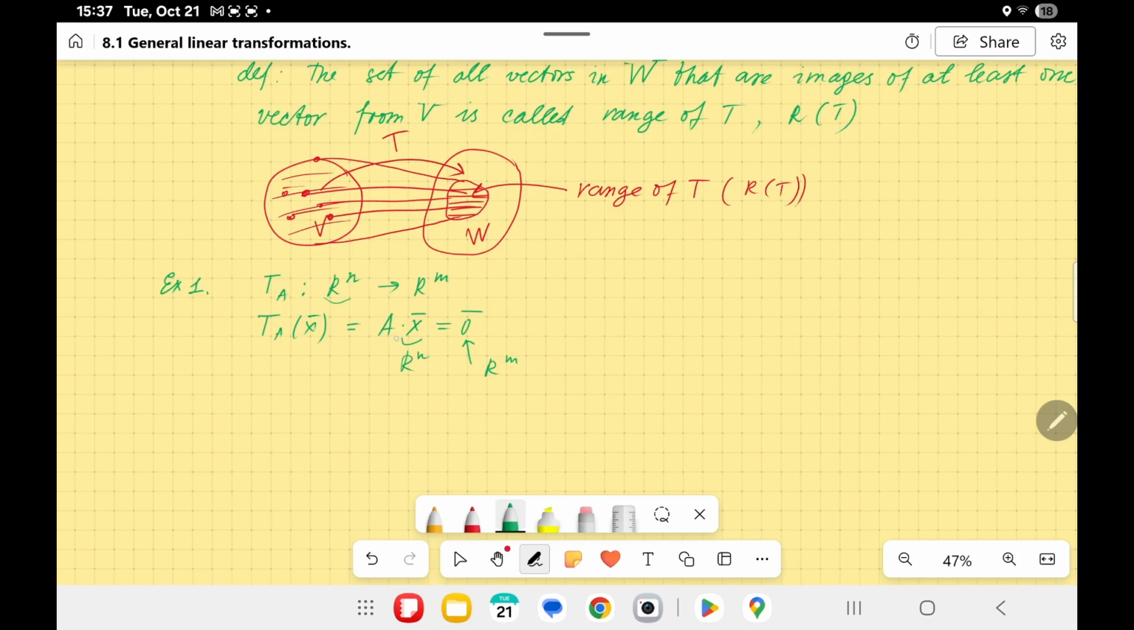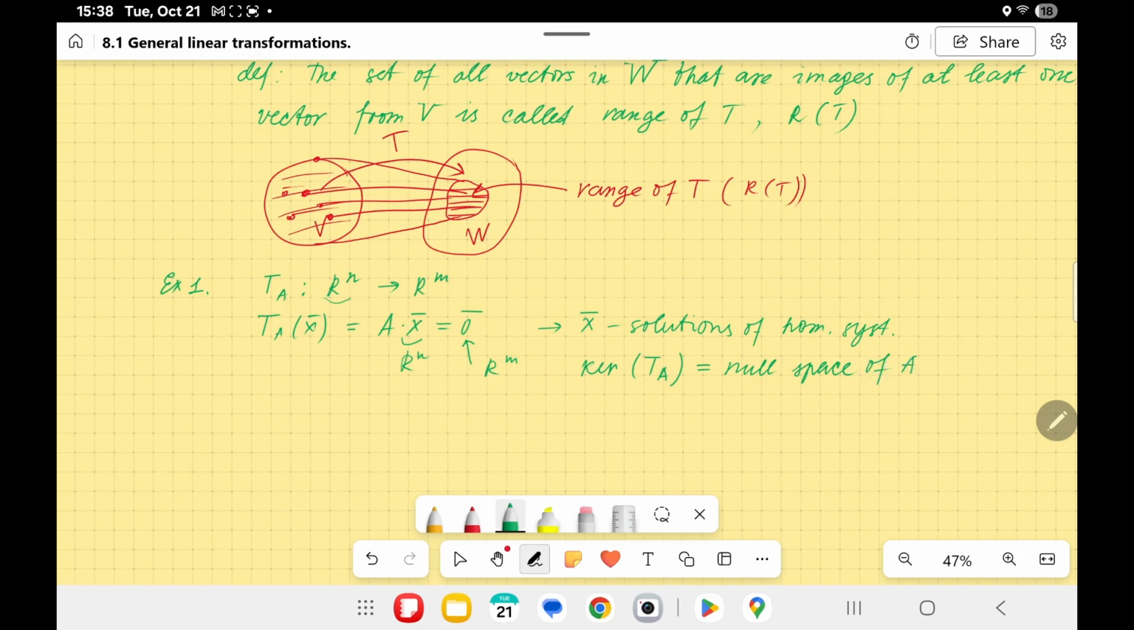Well, which vectors are turning into 0? Well, x solutions of the homogeneous system, right? And we know this space of solutions as null space. So actually, the kernel of TA is going to be what? Null space, or space of solutions, right?